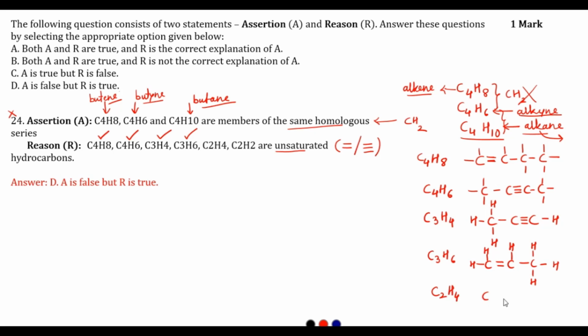C2H4. Very easy. C2H4. 1, 2, 3, 4. So each carbon requires 2 bonds. So I'll write it here, 2 bonds. So this is also unsaturated.